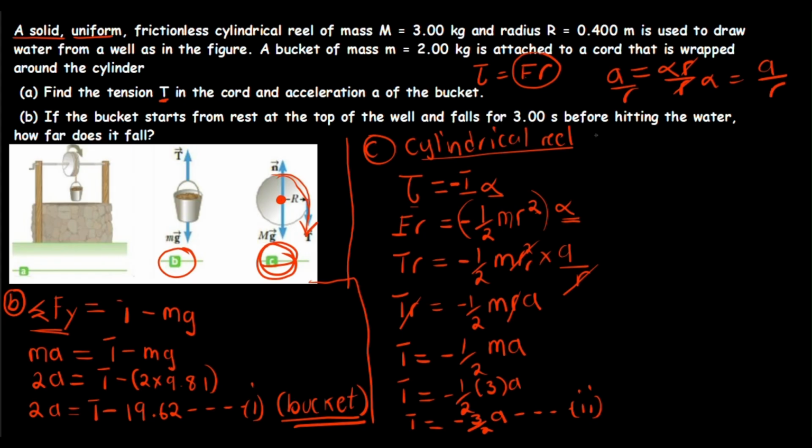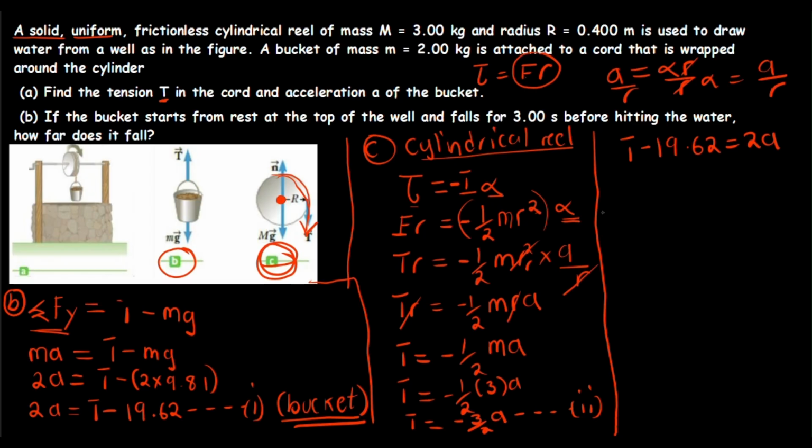Now, after doing that, what do I do? I will take equation 1 and equation 2 so that I can find the tension and the acceleration. Now, what is my equation 1? My equation 1 is T minus 19.62 equal to 2A.